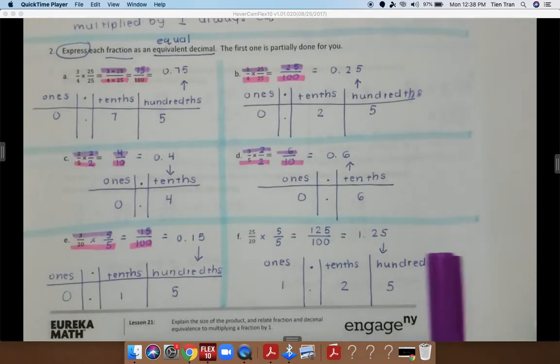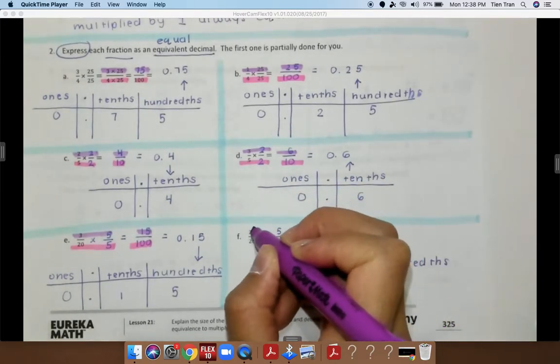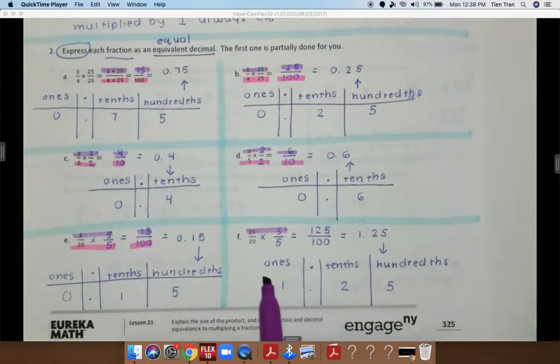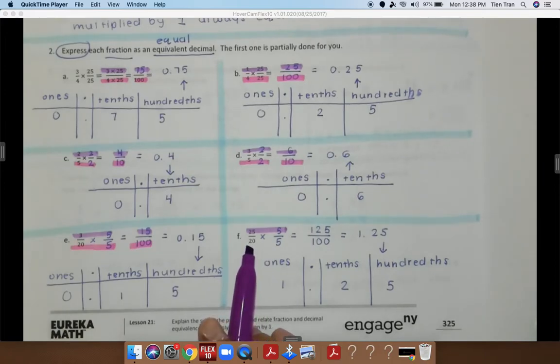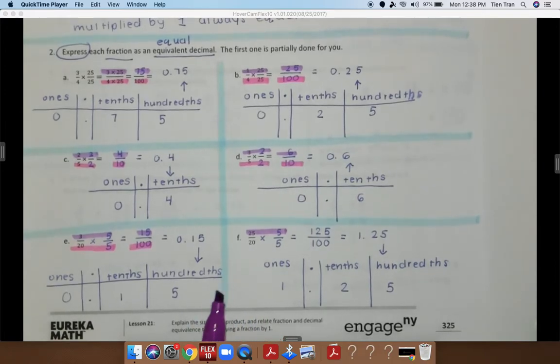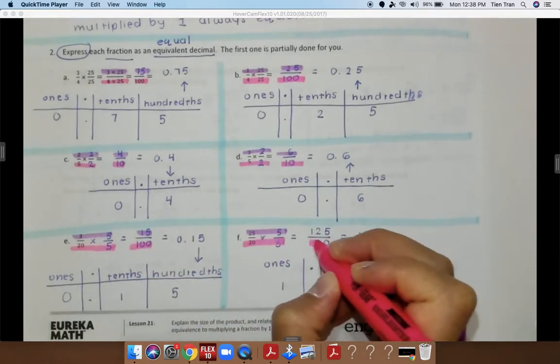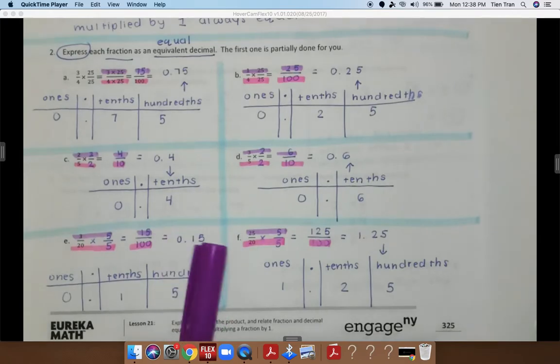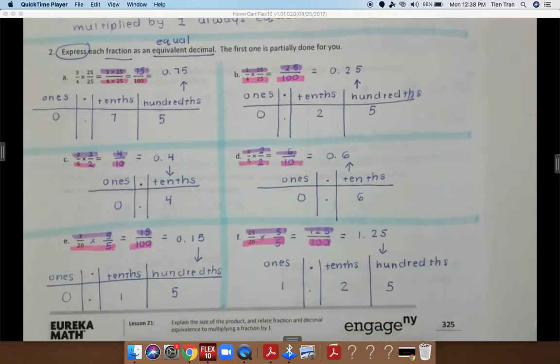Next, for F, we have 25 over 20 times 5 over 5. We're multiplying 20 times 5 because we either want to get 10 or 100. And in this case, 20 is already too big for 10, so we're aiming for 100. So I'm multiplying 20 times 5, which is equal to 100, and 25 times 5, which is equal to 125. So I get 125 hundredths.